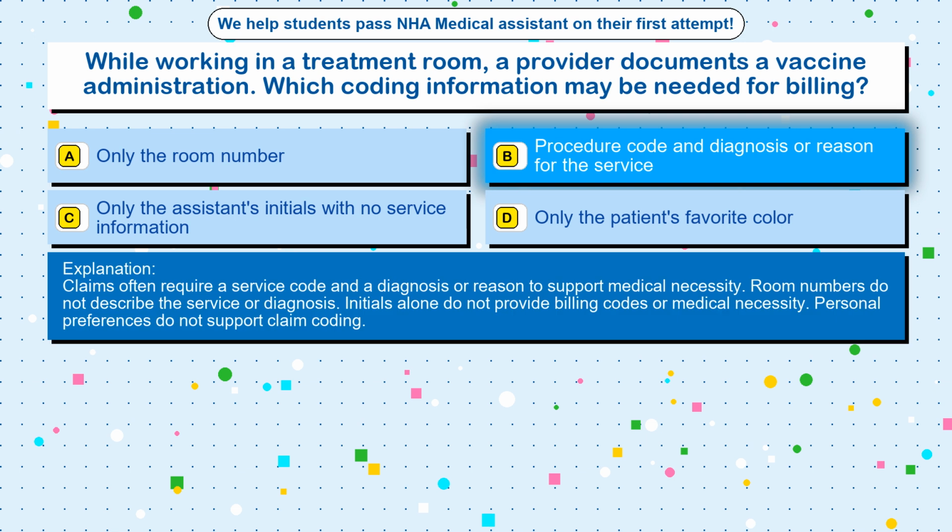Claims often require a service code and a diagnosis or reason to support medical necessity. Room numbers do not describe the service or diagnosis. Initials alone do not provide billing codes or medical necessity. Personal preferences do not support claim coding.